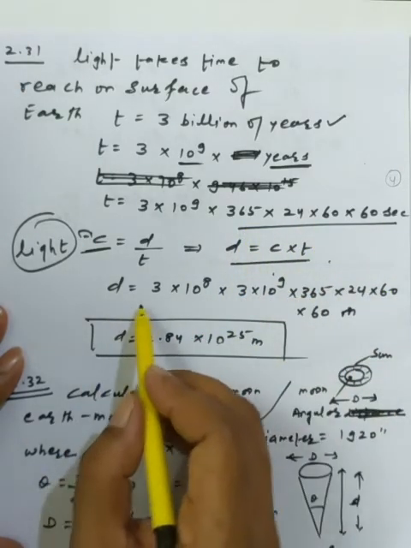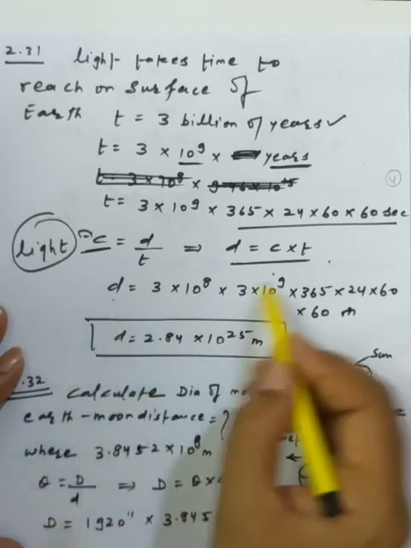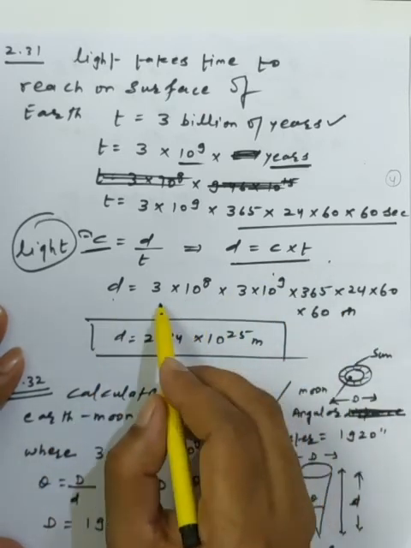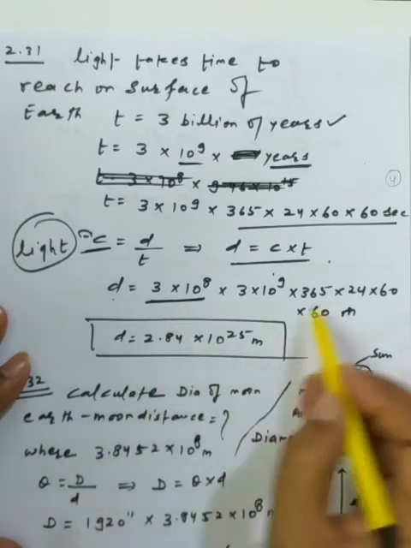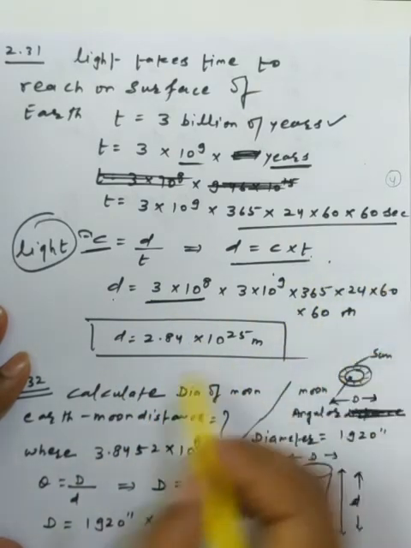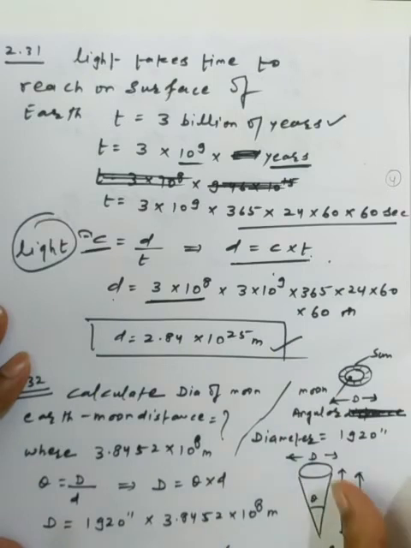Now we are finding the value of d, in the part of c into t. So I am putting the value of c, that is 3 into 10 to power 8 meter per second, multiplied by the value of t. Finally, we are getting this answer.